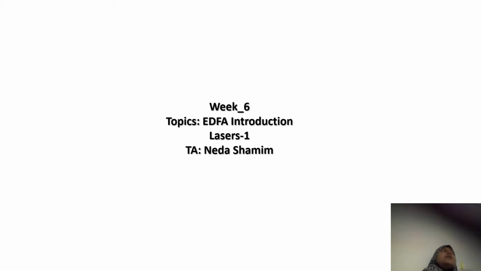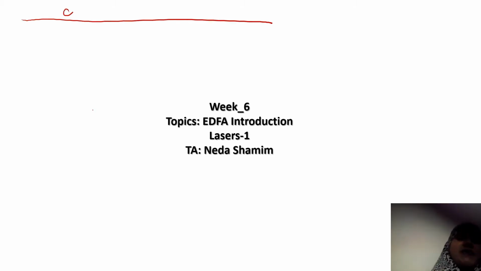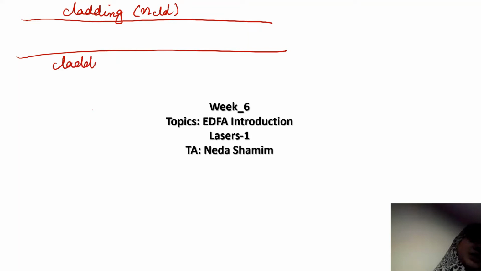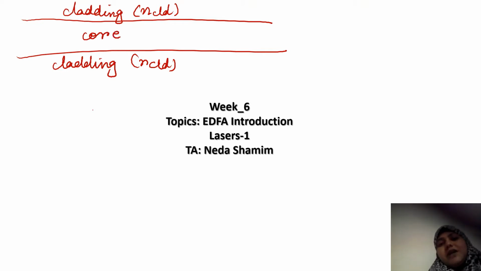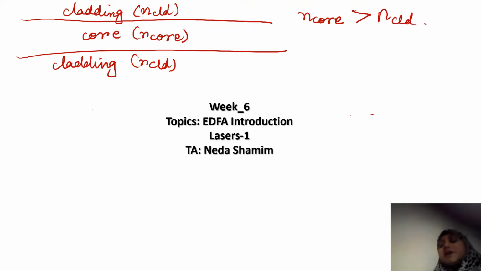So when we talk about fiber optics, what do we generally talk about? What does the construction or the structure of a fiber optic look like? So this is my fiber optic. We have a cladding, which has some refractive index. And in between these two claddings, we have a core material which has a refractive index of n core, and it should be such that the refractive index of the core is greater than the refractive index of the cladding.